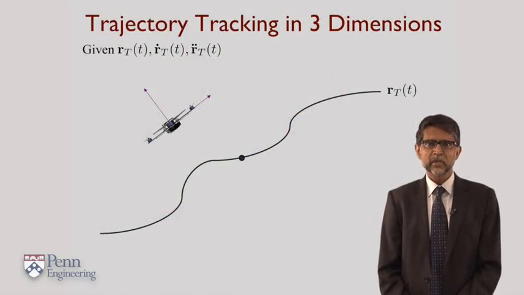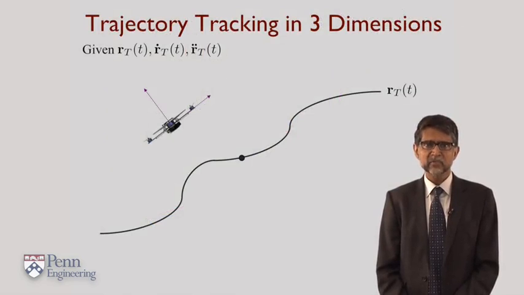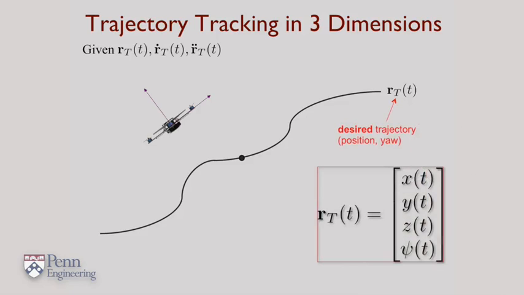What we'd like to do is to track arbitrarily specified trajectories in three dimensions. We assume we're given a trajectory, but this trajectory now consists of a position vector that varies as a function of time, and the yaw angle, which varies as a function of time as well. We want this four-dimensional vector to be differentiable, and we want to be able to obtain not only its derivative, but also its second derivative.